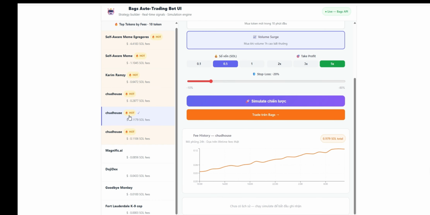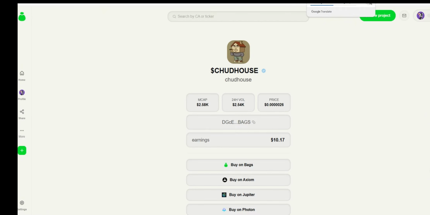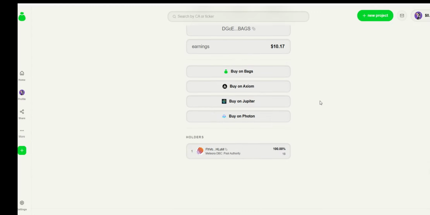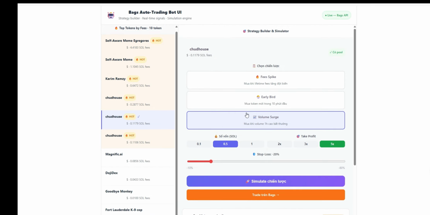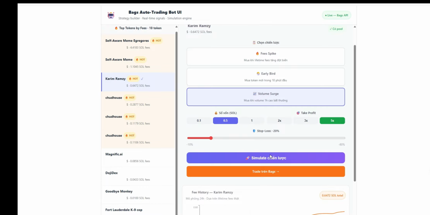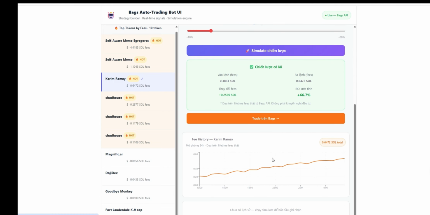Now let's take a closer look at a specific token, for example, SAME. Here you can review important details like market cap, current price, and overall performance. Having all this information in one place makes it much easier to decide whether this is a trade worth taking. You also have multiple entry options available depending on how you want to execute.